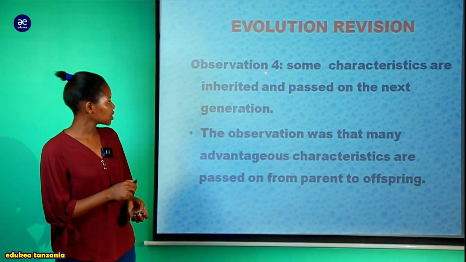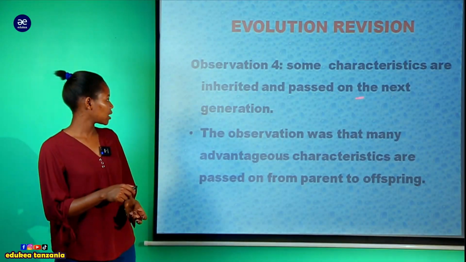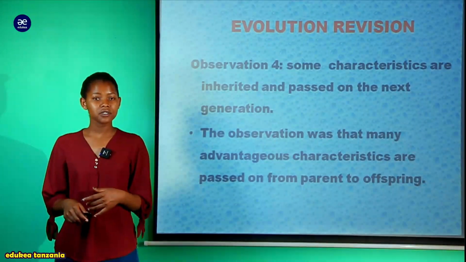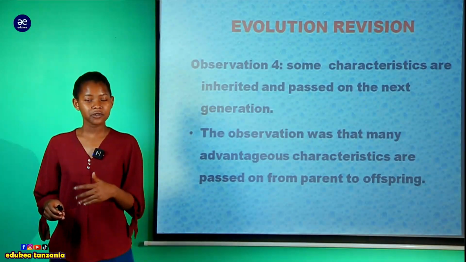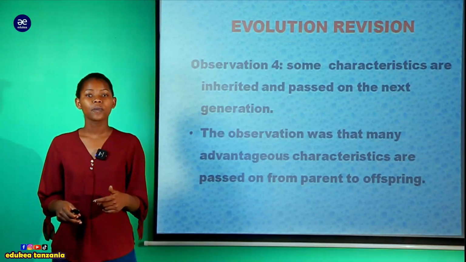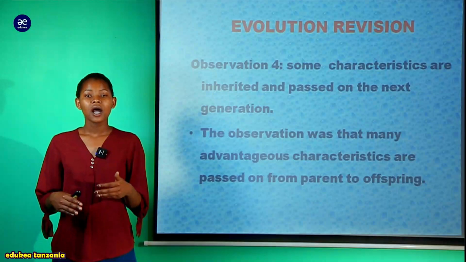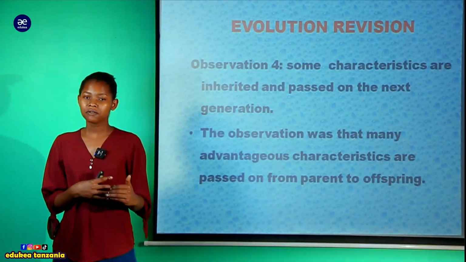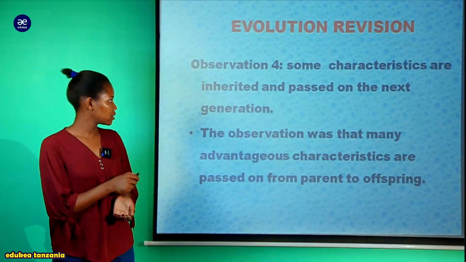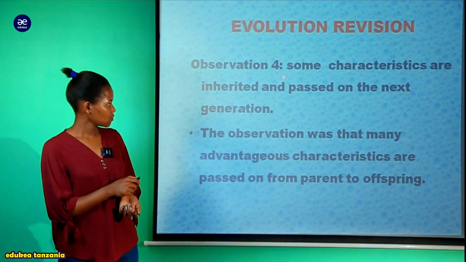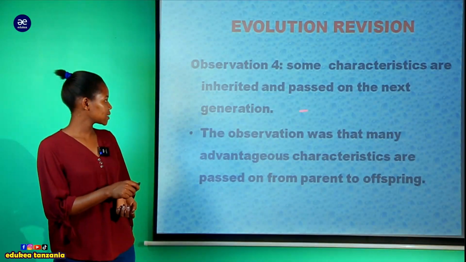Again, observation number 4, we can see some characteristics are inherited and passed on to the next generation. First observation, we see that Darwin observed that there was overproduction. The second observation, akaona kuna survival of the fittest. But the third one, akaona kuna existence of variation among organisms. And the fourth one, akadetermine kwamba those variations can be inherited from generation to generation. And that's all about the fourth observation, that some characteristics are inherited and passed on to the next generation.